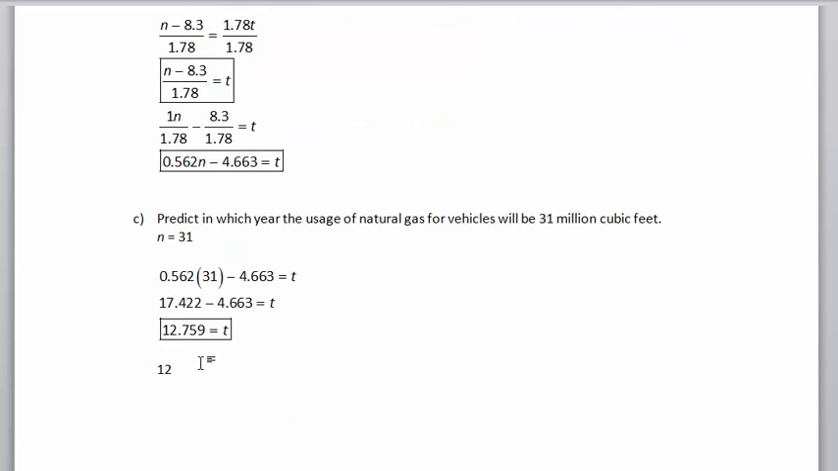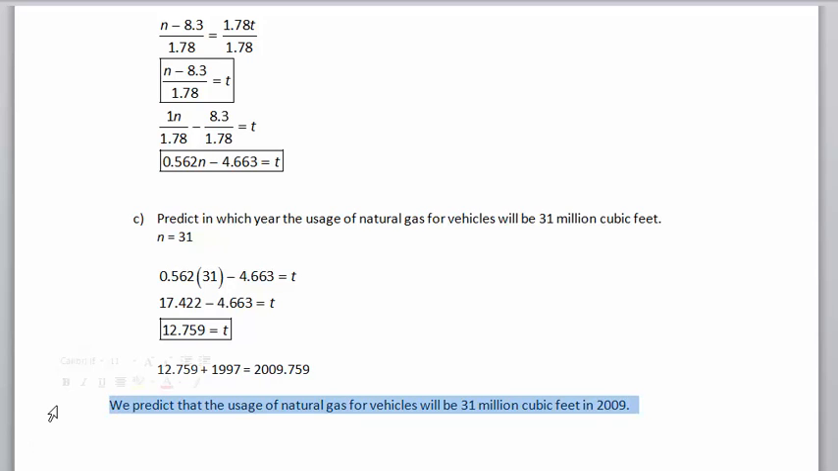So we'll take our 12.759, add it to 1997, and we'll come up with 2009.759, which means that this is going to happen in the year 2009, sometime near the end because of the 0.759, but the year that this will happen is during 2009. So we predict that the use of natural gas for vehicles will be 31 million cubic feet in the year 2009.